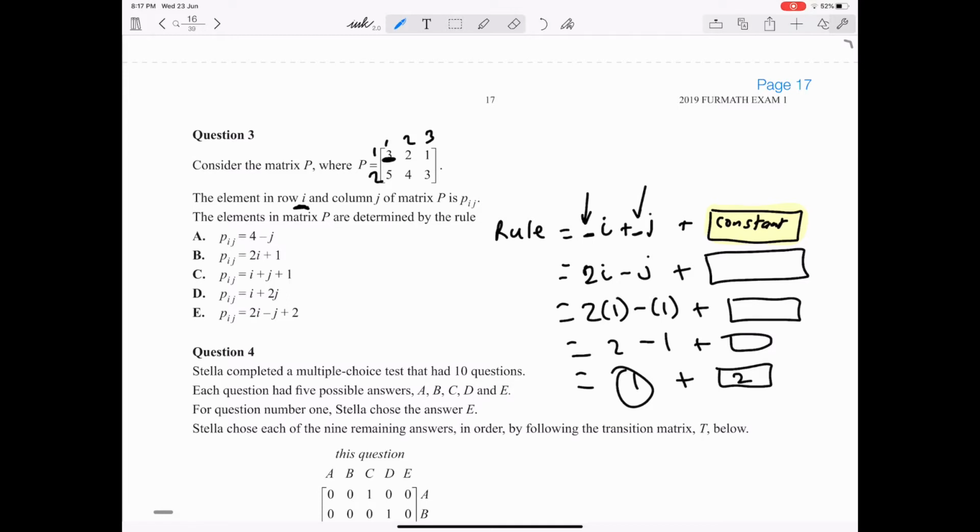But now let's try that for row 1, column 2.